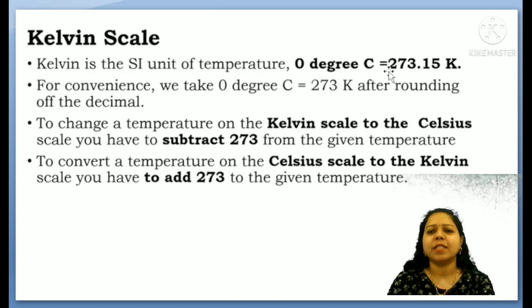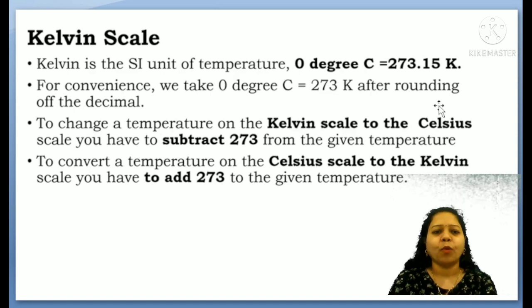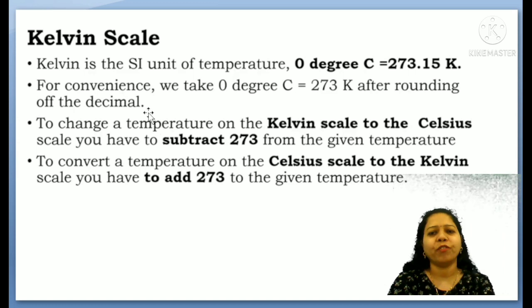0 degree Celsius is equal to 273.15 Kelvin. For our convenience, we take 0 degree Celsius as equal to 273 Kelvin after rounding off the decimal. Actually, it is 273.15 K, but for our convenience, we use 0 degree Celsius equal to 273 Kelvin. To change a temperature on the Kelvin scale to the Celsius scale, you have to subtract 273 from the given temperature.